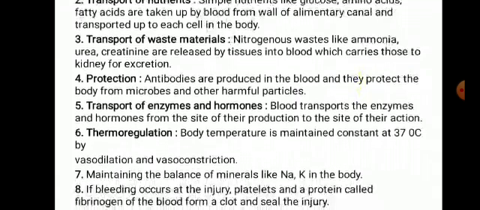Transport of enzymes and hormones. Blood transports the enzymes and hormones from the site of their production to the site of their action. Thermoregulation. Body temperature is maintained constant at 37 degrees centigrade by vasodilation and vasoconstriction. Children, you will come to know in detail about these two processes as you go in higher classes.